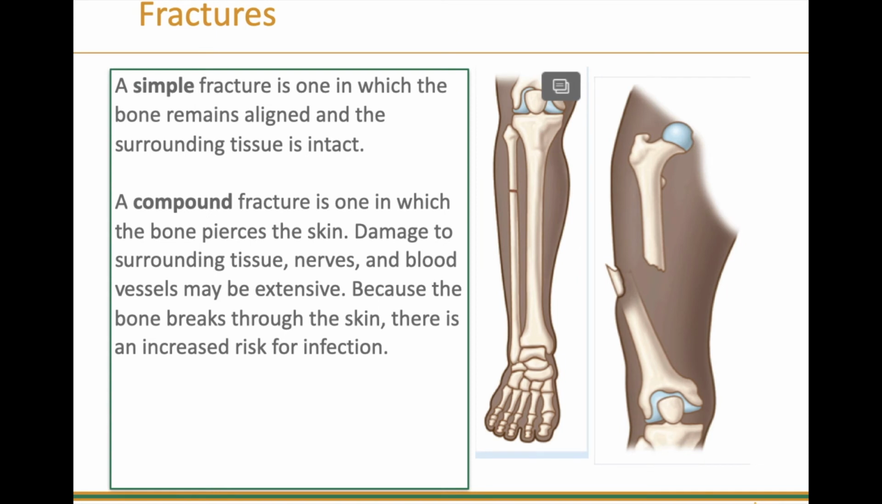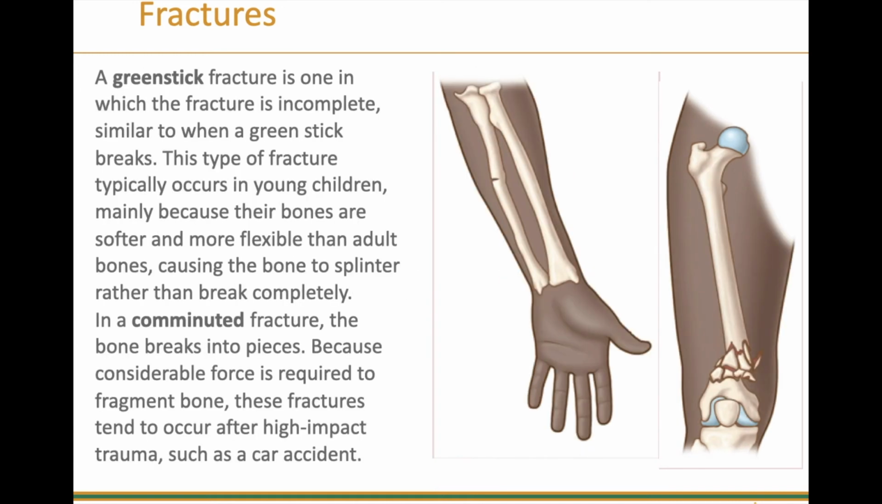Alright, next thing is fractures. So in the left picture you can see a simple fracture. The bones stay aligned, the surrounding tissue is intact. On the right you can see a compound fracture. It's one where the bone ends are not lined up and the bone pierces the skin. Much greater risk for infection because the skin is broken, so compound fractures are much worse.